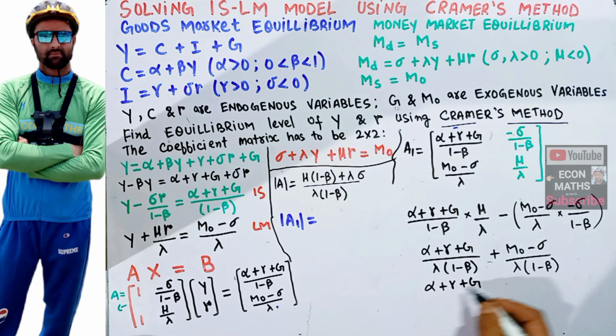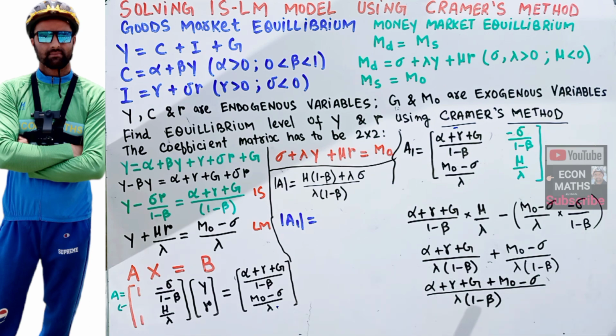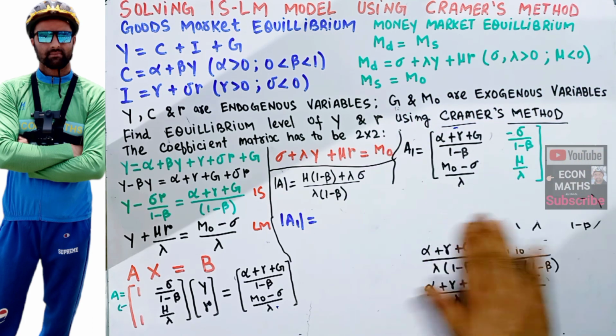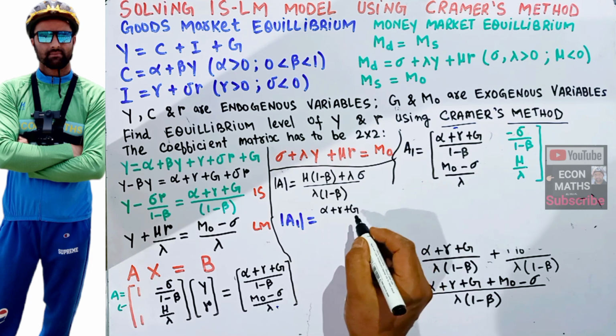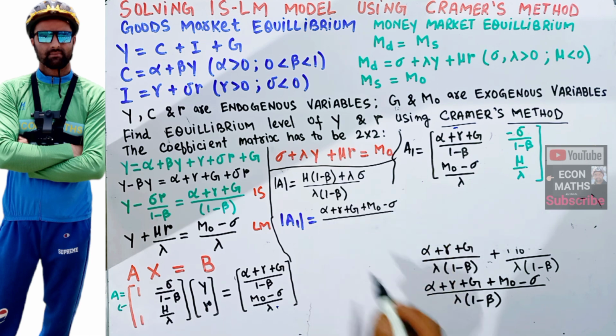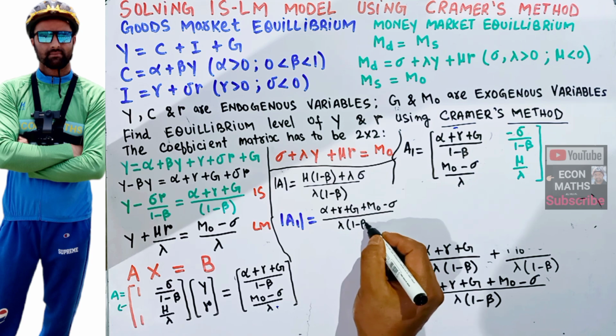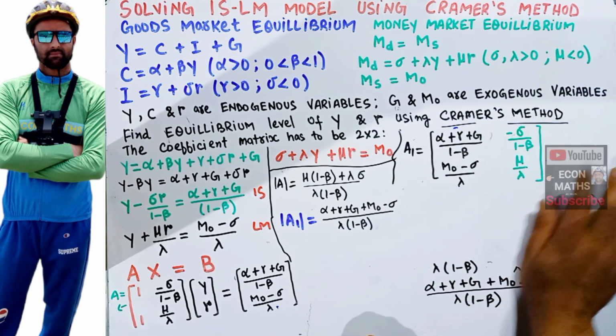Again, if we solve it, it becomes alpha plus gamma plus G. Since the denominator is the same, we can add up the numerators, so we have plus m naught minus rho divided by lambda times 1 minus beta. So the determinant of A1, this new matrix, came out to be this. Let me rub this and write the determinant here: alpha plus gamma plus g plus m naught minus rho divided by lambda times 1 minus beta. This is the determinant of the new matrix that we have constructed.